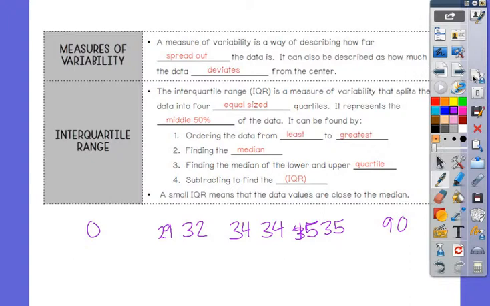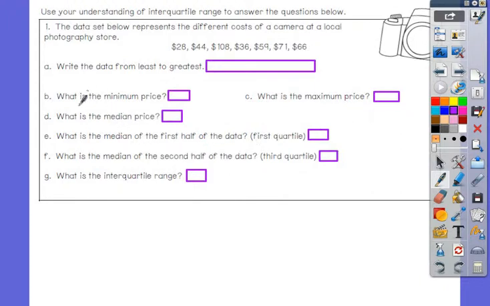Alright, so let's work with interquartile range. This first problem, we have a data set that represents the different cost of a camera at a local photography store. We want to first write the data from least to greatest. That's our steps. Step 1, write it least to greatest. So it looks like my smallest number is $28, then 36, 44, 59, 66, 71, and then 108. I wrote them from least to greatest.